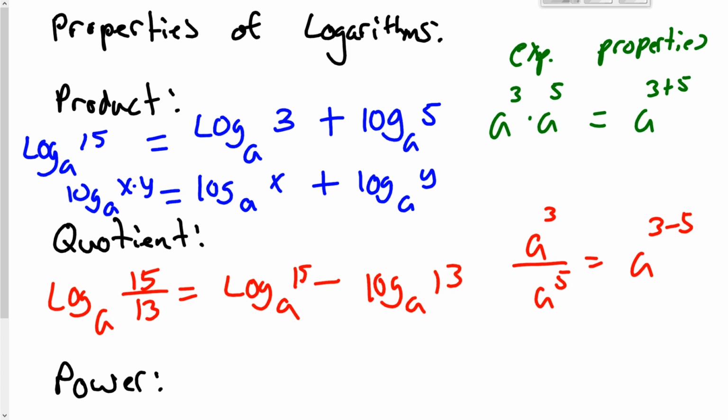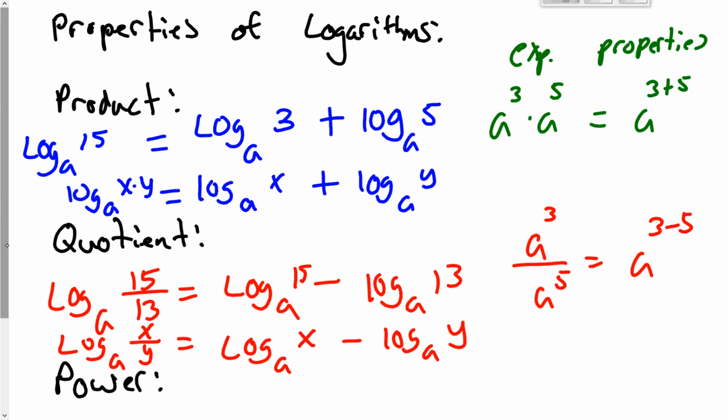Okay? And so I can make it more general, just erasing the 15 and putting x, and erasing the 13 and putting y. So if I'm taking the log of a quotient, a fraction, then I can separate that into the difference of the logs, with the log of the top minus the log of the bottom.